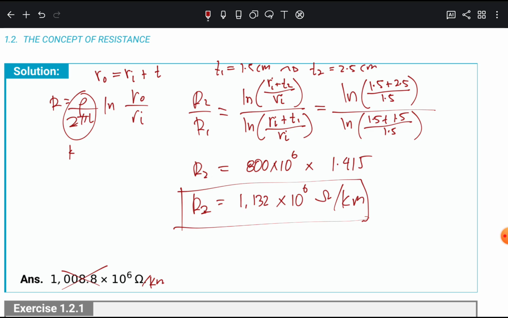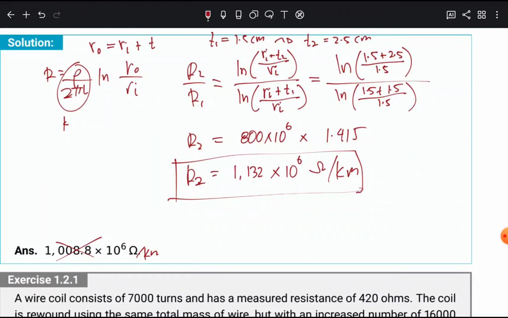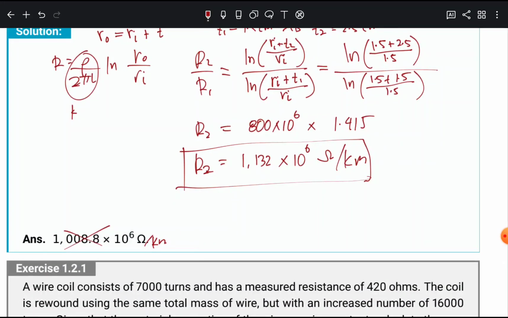And that's it. That's our examples for the resistances in the concept of resistance using those physical characteristics, or the learning outcome number 1. And we'll be doing the second one, learning outcome number 2, we'll be again talking about resistance, but this time with the variation of the temperature.